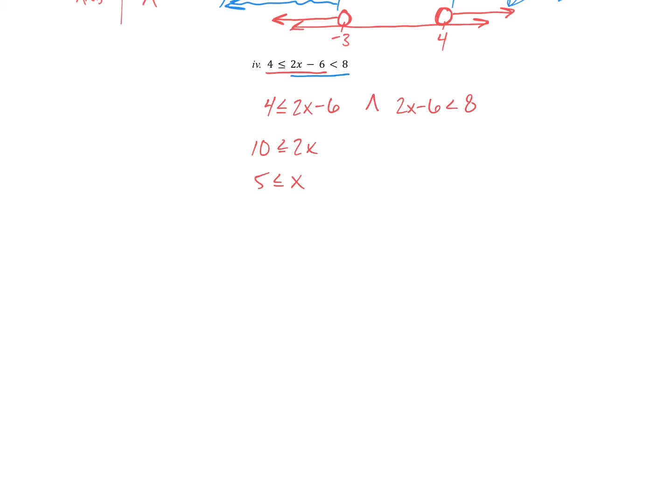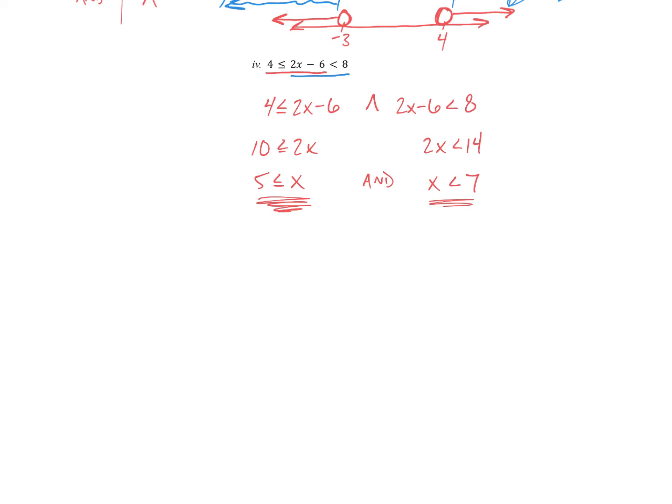With my second inequality, add 6 to both sides, divide by 2. X has to be less than 7. This is an AND situation. So this is much more exclusive. Now when I pick a value that satisfies this, I have to pick numbers that are both greater than or equal to 5 and also less than 7.